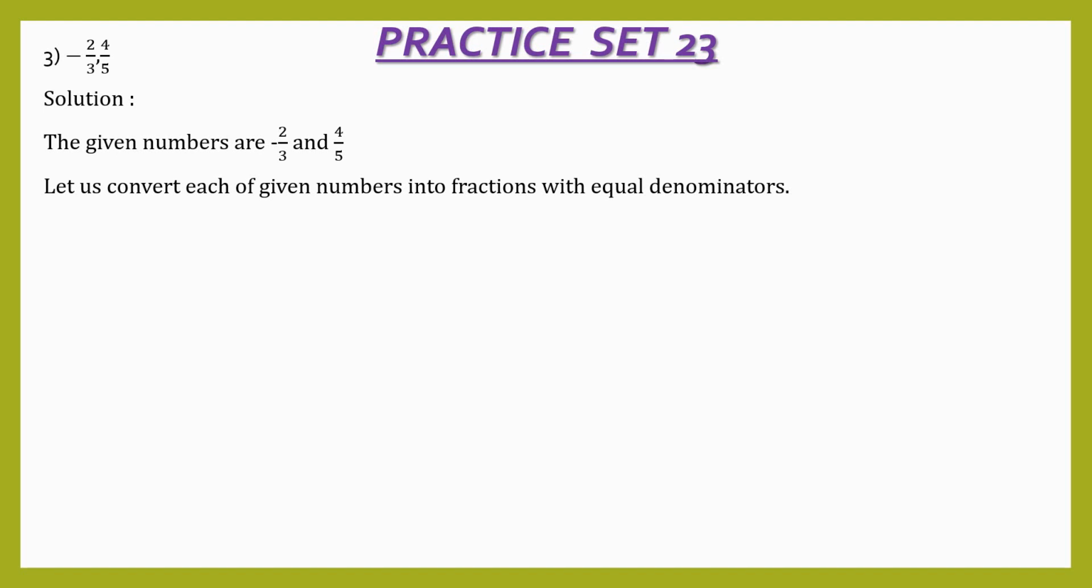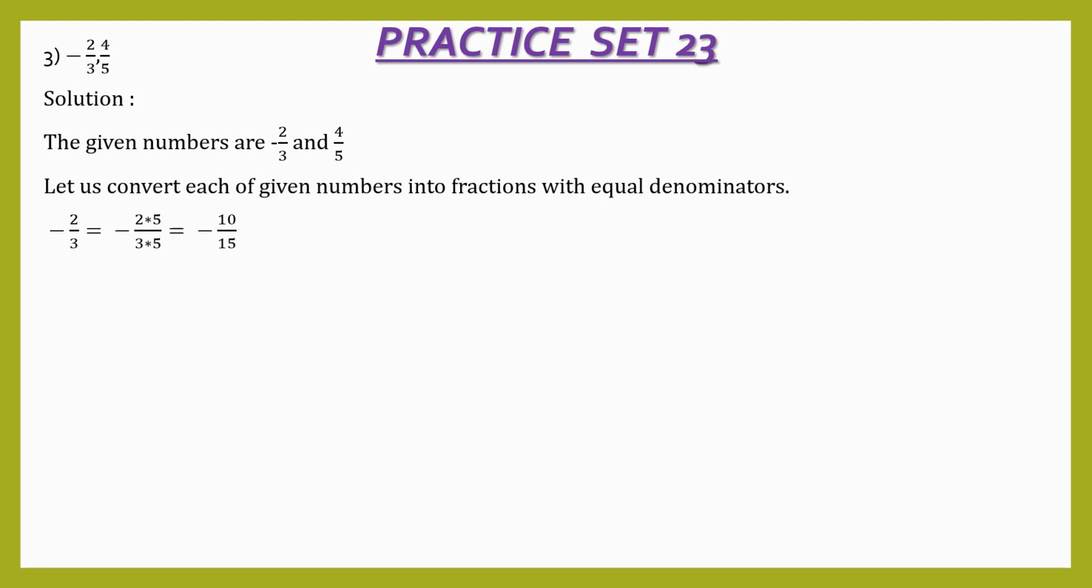Let us convert each of the given numbers into fractions with equal denominators. I have told you earlier that the first thing we have to check is the denominator. If the denominators are equal, then you can proceed further. But if they are not equal, we have to convert the rational numbers into equal denominators and then find the answers further. So now here the denominators are different, that is 3 and 5. So we have to convert this into equal denominators.